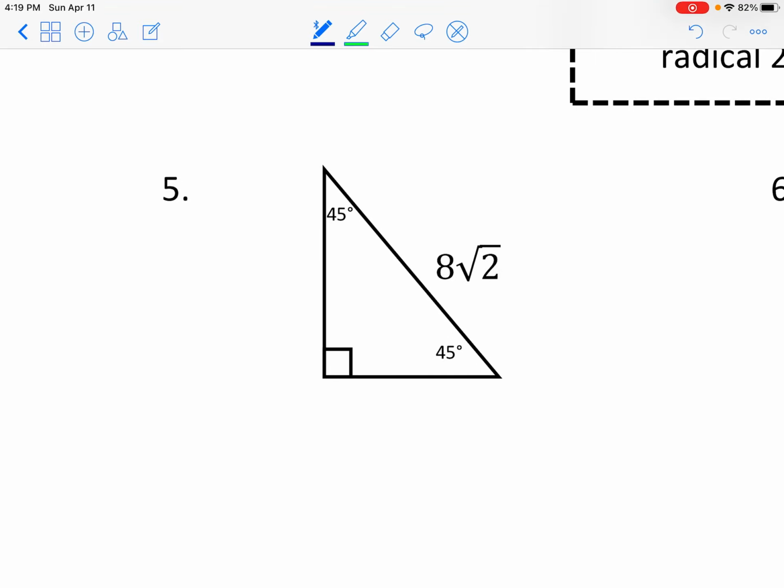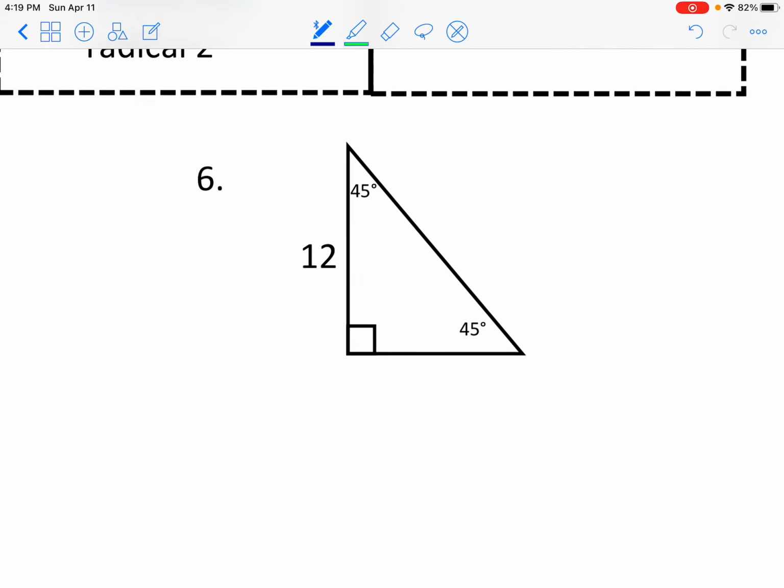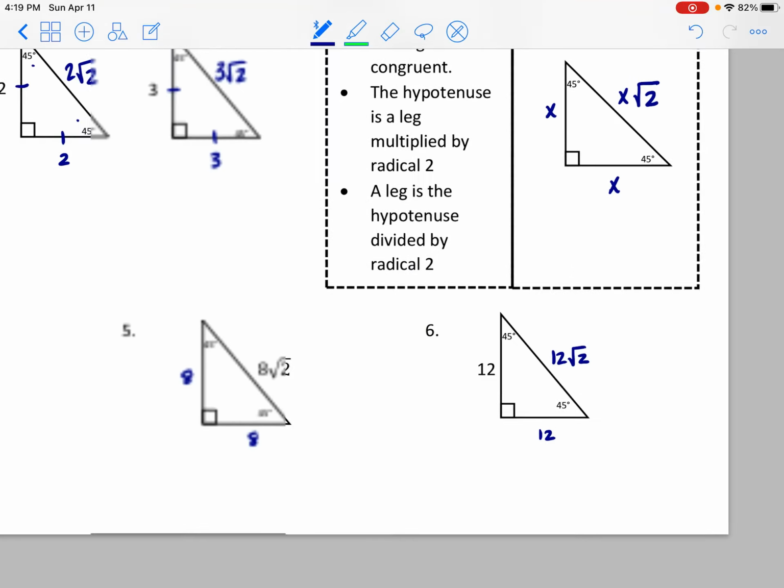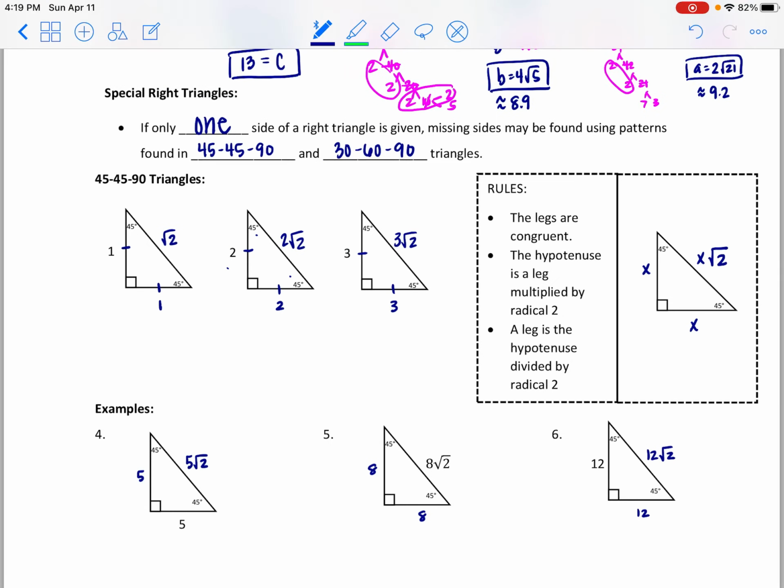5 radical 2. Or working backwards here, if I have a 45-45-90 that has a hypotenuse length of 8 radical 2, then the leg lengths have to be 8. And then again here, 45-45-90, so leg of 12, hypotenuse of 12 radical 2. I don't know if you've seen that before, but it's helpful to know so that if we encounter a 45-45-90, we can quickly figure out the missing sides. So that's one of our special right triangles.